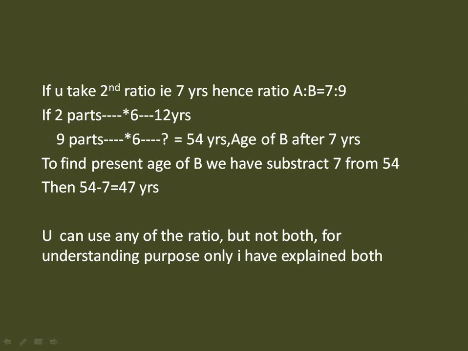9. 9 parts are how much? 54 years. 54 years is what? Age of B after 7 years. If after 7 years the age of B will be 54, now we have to find the present age. So you have to subtract 7 years from 54. 54 minus 7 equals 47 years.